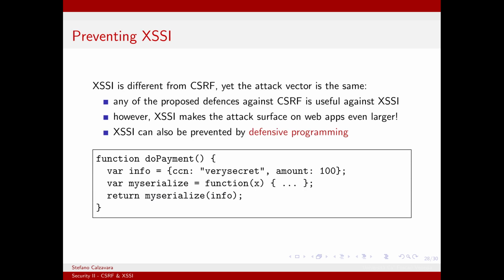How can we prevent XSSI? This is quite simple, because although this attack is different from CSRF, the attack vector is the same. So any of the defenses we proposed against cross-site request forgery is useful against XSSI. However, please notice that XSSI makes the attack surface on web applications even larger, because we also have to care about dynamically generated script. Of course, a good solution for this is also relying on defensive programming practices. So for instance, I might want to redefine my own serialization function so that the attacker cannot redefine it in a way that I call attacker-controlled code.